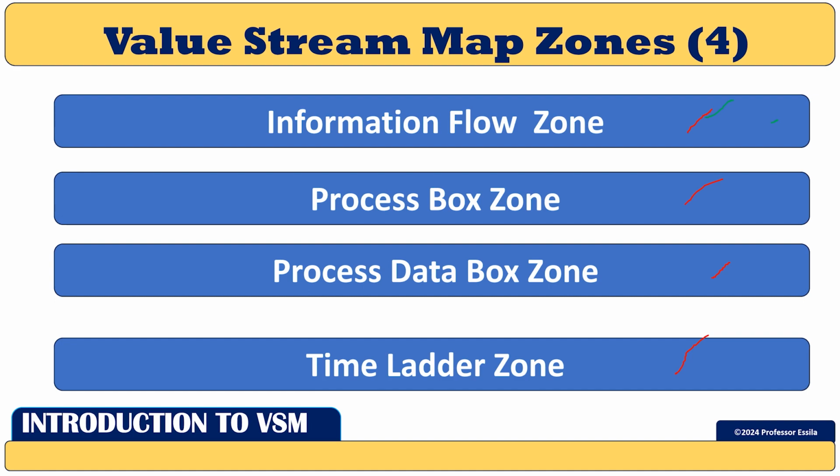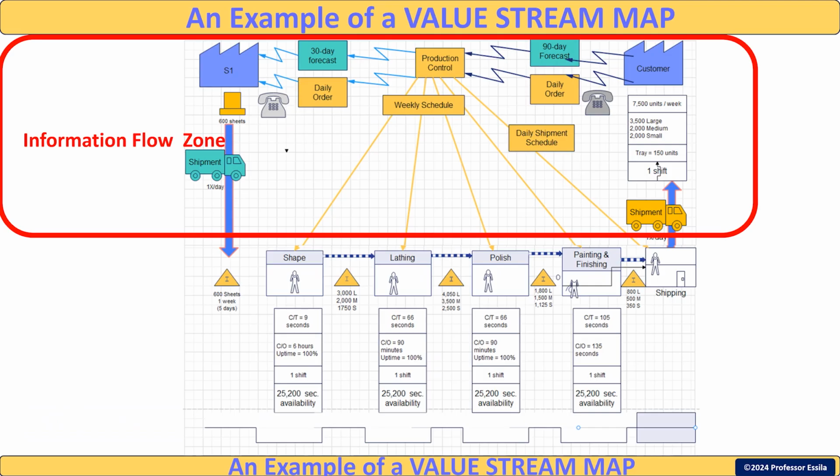As we discussed in our earlier videos, value stream maps are categorized into 2 types. We have a current state map and a future state map. We'll now examine these zones on a current state value stream map. The one that we have here is a current state map. So first, let's review the information flow zone.